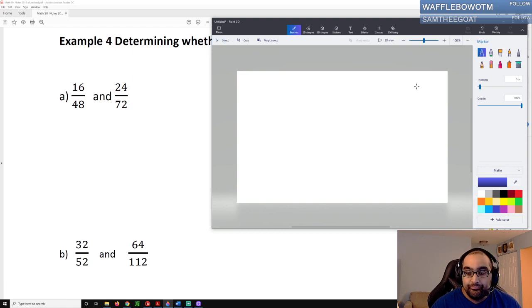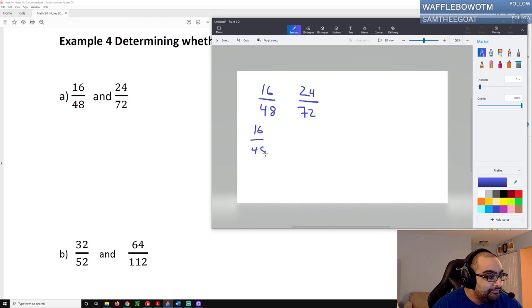All right. Let's try in this first one here. Let's do 16 over 48. All right. And we're going to see if that's the same as 24 over 72. Now to do this one here, we're going to go ahead and reduce each fraction down to its lowest terms. And we're just going to see what we're working with. I don't know if it is, and I don't know if it isn't, but let's find out, right? That won't hurt a fly. All right.